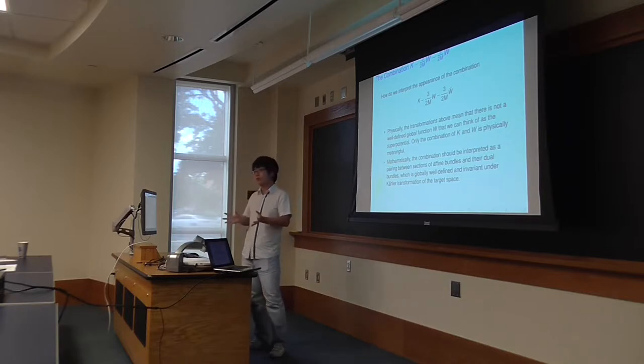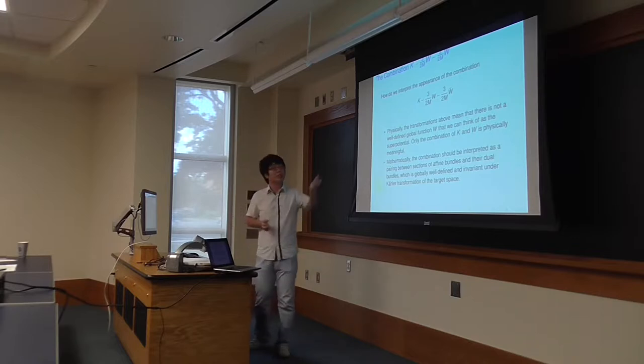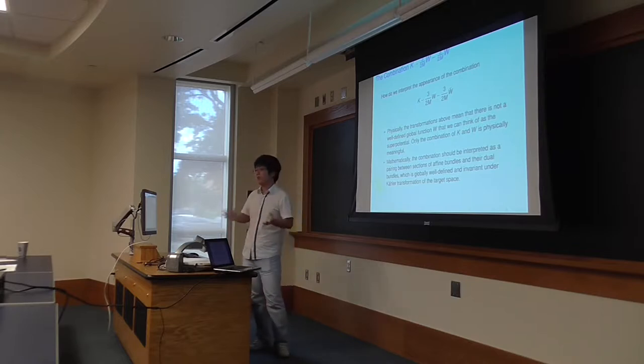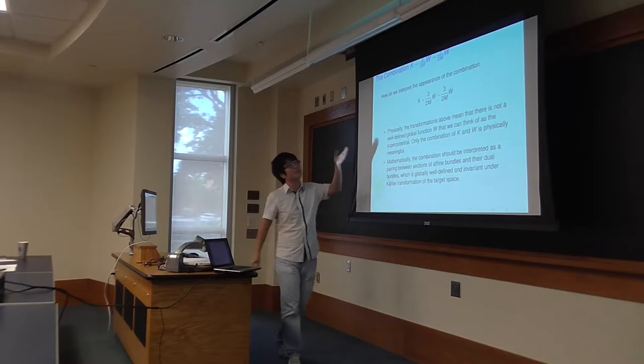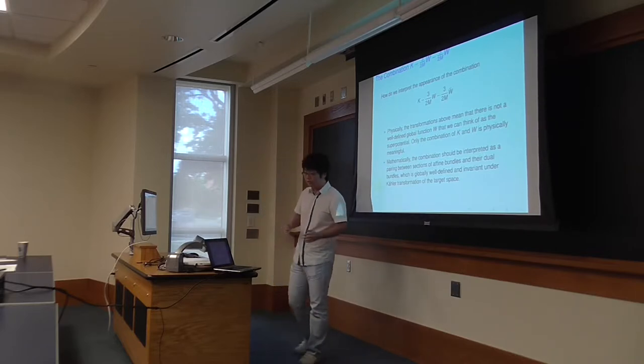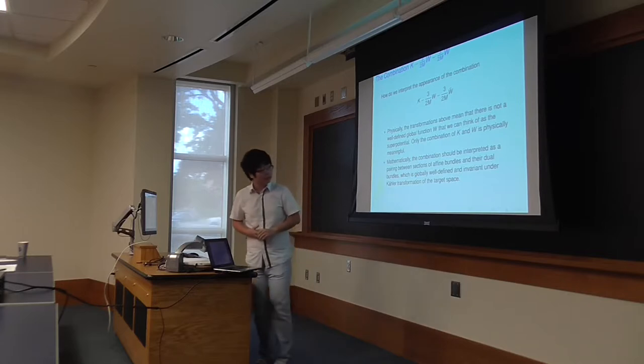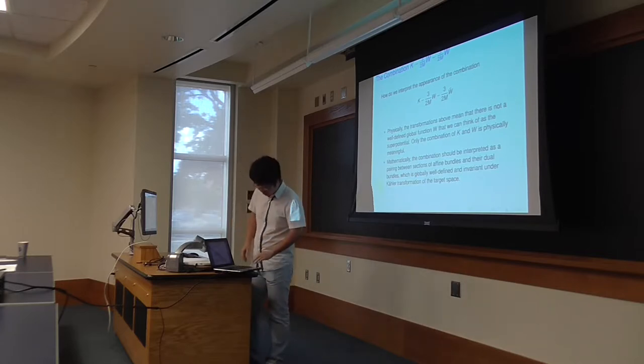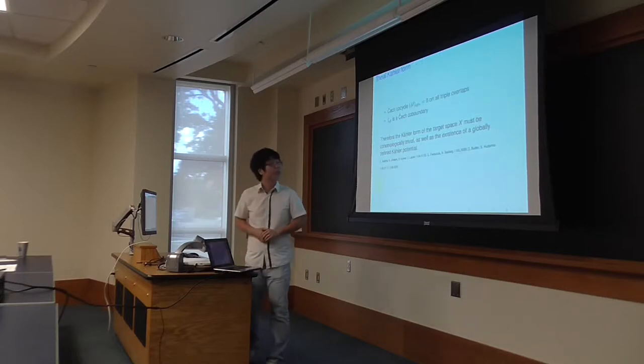And mathematically, this is a very well-defined quantity globally on your target space. Because on the target space you have a non-trivial geometry, and these are sections of some bundles. So this combination can be interpreted mathematically as a pairing between a bundle and its dual bundle. So this is a very natural mathematical consistency requirement, and you can see that it's satisfied.